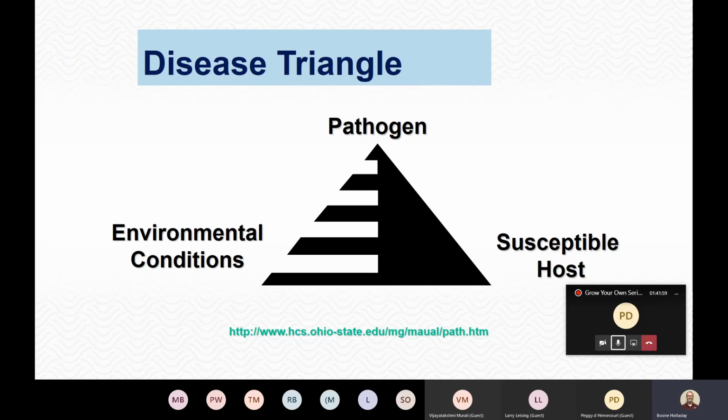So what we try to do in this concept of the triangle is, if we can eliminate one of these three in some form or fashion, being creative, then we can really lessen the problems that we'll have with plant disease in our gardens.